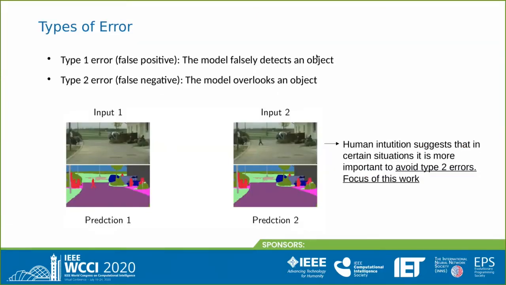And in general, there are two types of errors. Here on the left side illustrated is a type 1 error. In the original image, there's no kid standing on the street, but the prediction says there's a kid standing on the street. On the right side, we've got a type 2 error. Now there's a kid standing on the street in the original image, but the prediction says there's no kid standing on the street. These two errors are also known as false positive and false negative error, respectively. Human intuition would suggest that in certain scenarios, in this particular situation that we visualized here, it is more important to avoid type 2 errors. And that's why it is the main focus of our work.